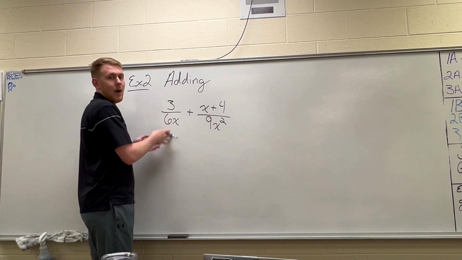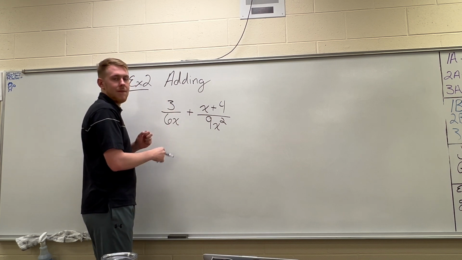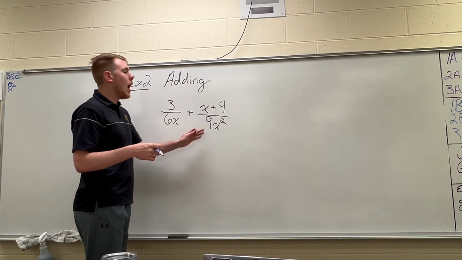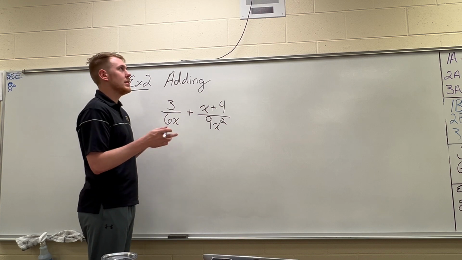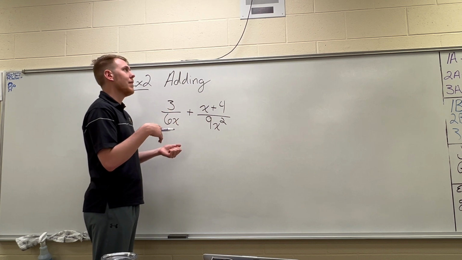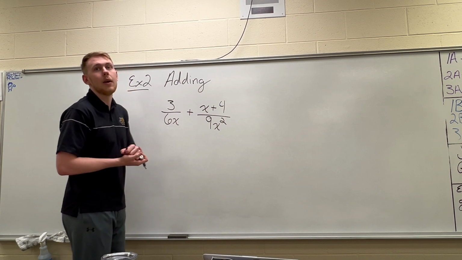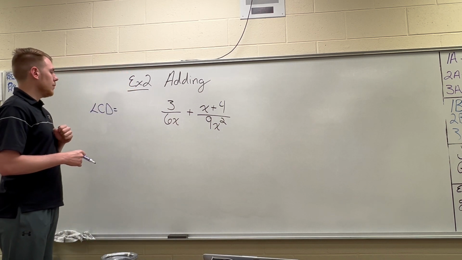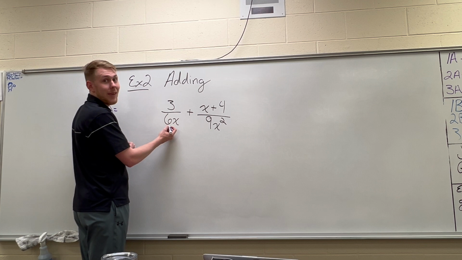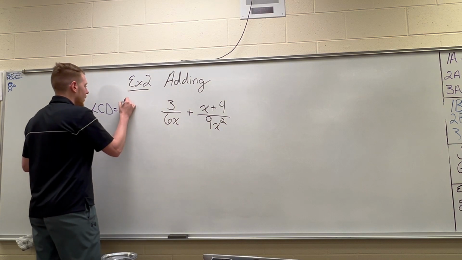6 goes into 6, 12, 18, 24, 30, 36, 42, 48, 54, 60, 66, 72, 78, and so on. 9 goes into 9, 18, 27, 36, 45, 54, 63, 72, 81, 90, 99, and so on. Do you notice what I said there? I said 6, 12, 18, 9, 18. So the lowest number they both go into is 18.